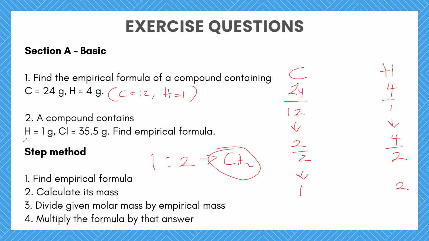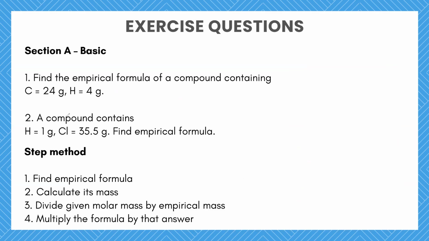Easy peasy. The next question says a compound contains 1 gram of hydrogen and 35.5 grams of chlorine. Find the empirical formula. Pretty easy as well. So step number 1, we write down the elements, which are hydrogen and chlorine. Step number 2 would be to write down their masses. Hydrogen has 1 and chlorine has 35.5.